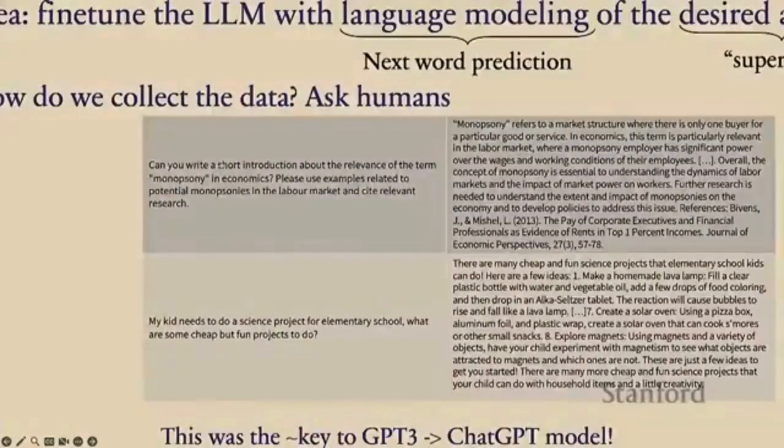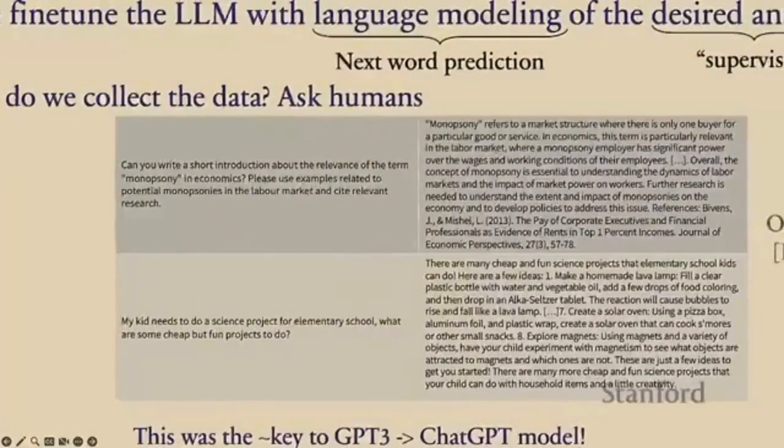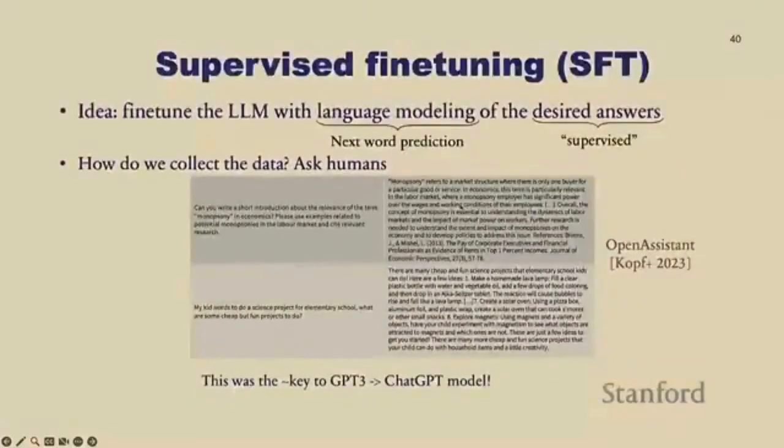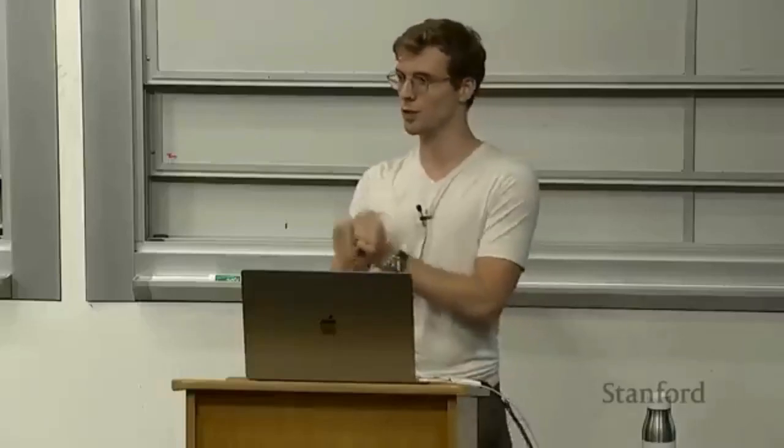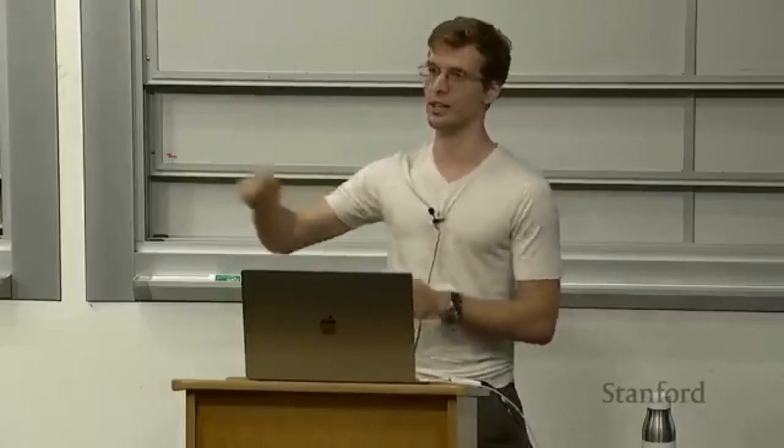So this is an example. Sorry, I can't read very well on my computer. Let's read this one. Can you write a short introduction about the relevance of the term monopsony? And then it says, monopsony refers to a market structure, blah, blah, blah. And it's a human that wrote that. So actually, this is Open Assistant, which was a way to collect data online by humans. This type of supervised fine-tuning or alignment is really the key of ChatGPT. This is what made the big jump from GPT-3, which was mostly something that was known by AI researchers, to ChatGPT, which became known by basically everyone.